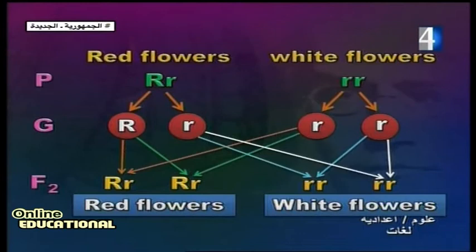Again, if a mating occurs between a hybrid trait and a recessive trait, the first generation will be produced as 50% and 50%: 50% as a hybrid trait and 50% as a recessive trait.